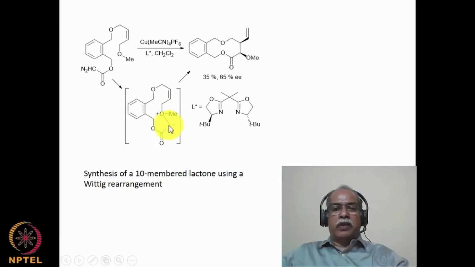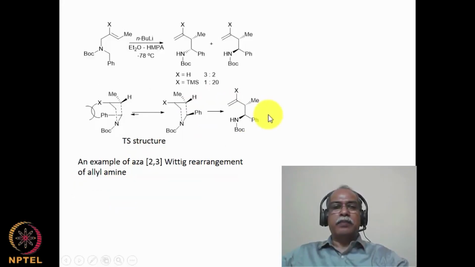So if you take the carbanion and react it in this position, and concomitant rearrangement of the pi bond with the breaking of the carbon oxygen bond will result in the formation of this ring contracted product, which is a 10-membered lactone using the 2,3 sigmatropic rearrangement or the Wittig rearrangement in this particular instance.